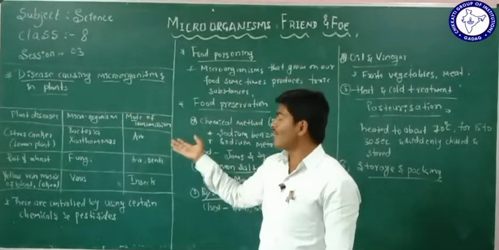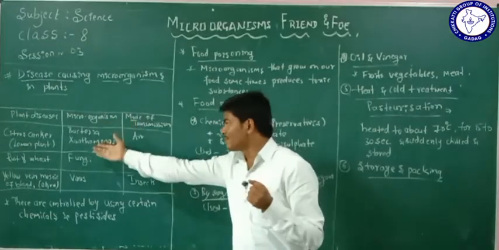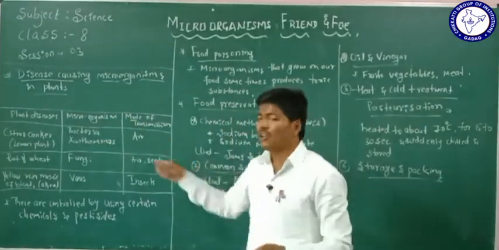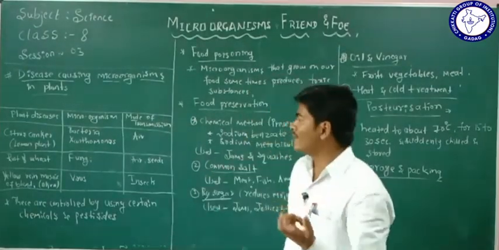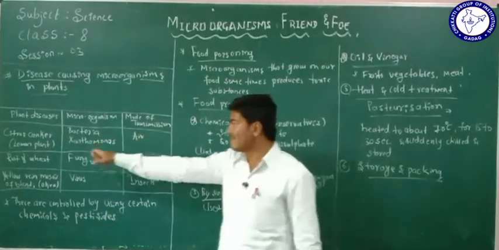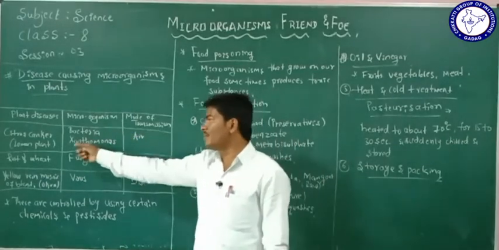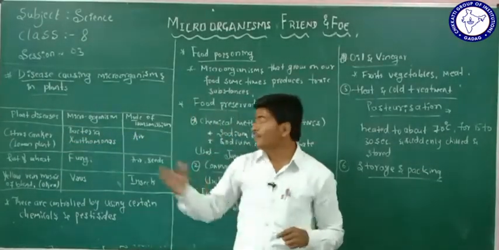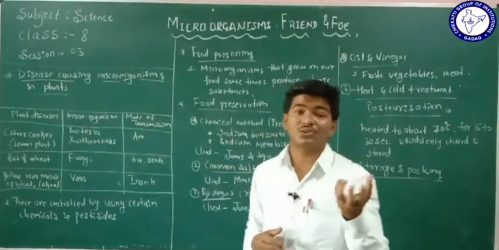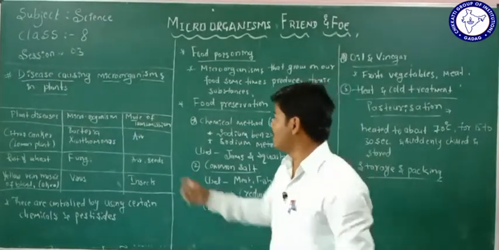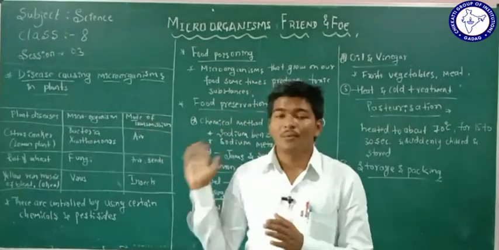So what is the mode of transmission? This disease is transmitted through air. This bacteria uses air as the medium to transfer the disease from one plant to another plant. Have you understood? So one plant disease I am discussing here is citrus canker, which is caused by the bacteria called Xanthomonas. This disease is seen in citrus plants. In which mode is the disease transferred from one plant to another? It is by the air.